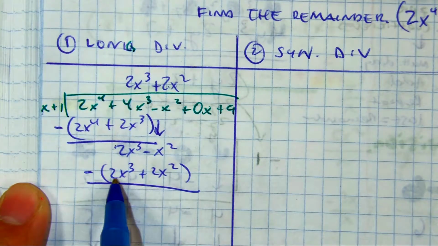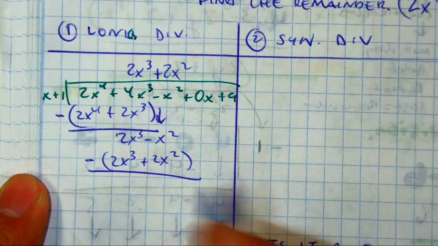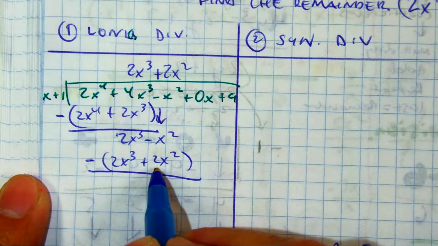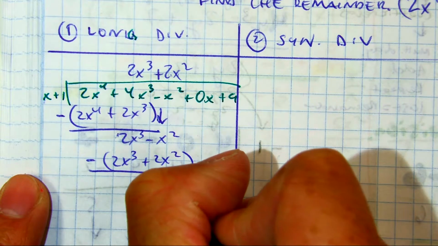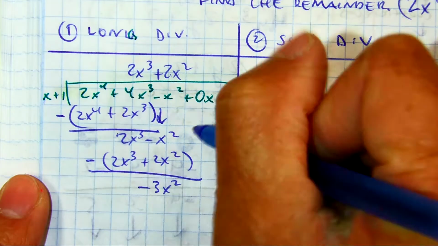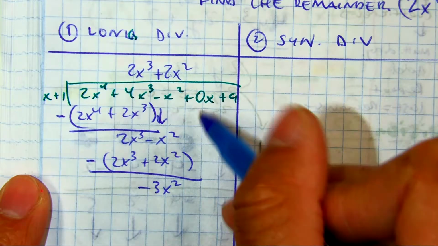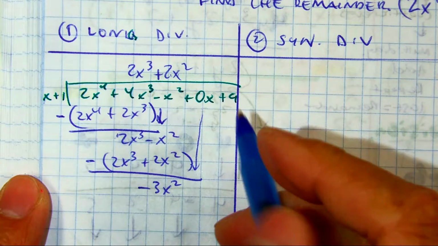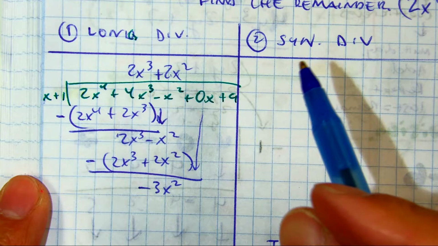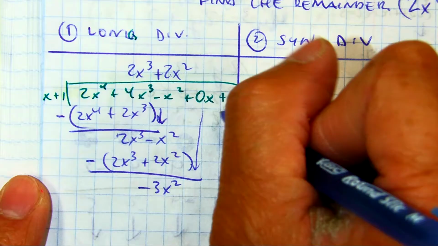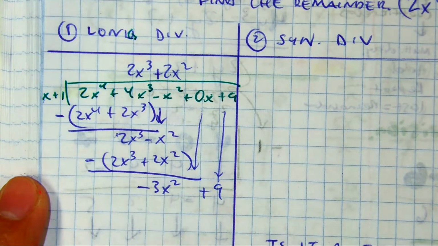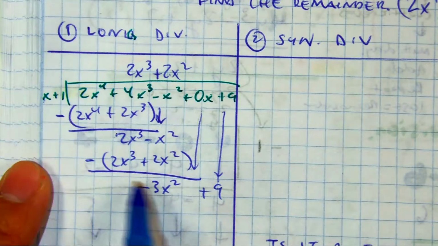Two minus 2 is 0. Negative 1 minus 2 is negative 3, right? Class, do I need to bring down the 0x? Do I need it? How many times is x going? So let's just say you don't know what to do with the 0x. x divided into negative 3x squared, what happens?